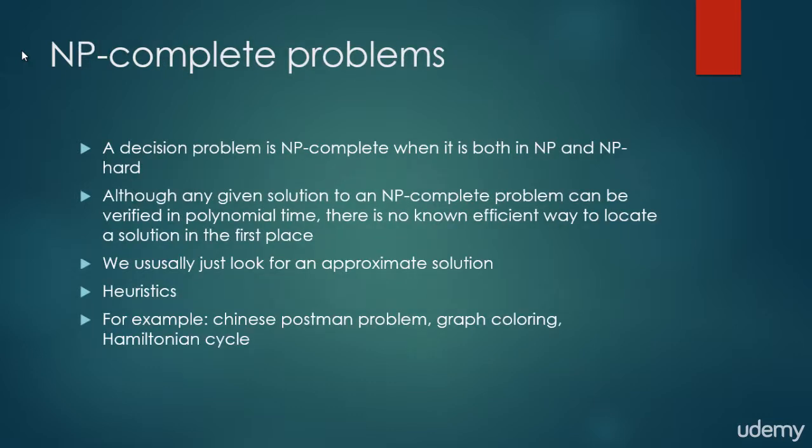An NP complete problem is a decision problem that is both in NP and NP hard. Although any given solution to an NP complete problem can be verified in polynomial time, there is no known efficient way to locate a solution in the first place. So we usually just look for an approximate solution, and in this situation, as I said earlier, heuristics are needed. Examples are the Chinese Postman problem, graph coloring, and Hamiltonian cycles. For graph coloring, we usually use the greedy approach: we just try to find the nearest neighbor, and we usually end up in a local minimum, but it's a good approximation. Chinese Postman problems and Hamiltonian cycles usually rely on much more complex approaches such as simulated annealing or genetic algorithms. These are becoming more and more popular with artificial intelligence and machine learning. These are very good topics.